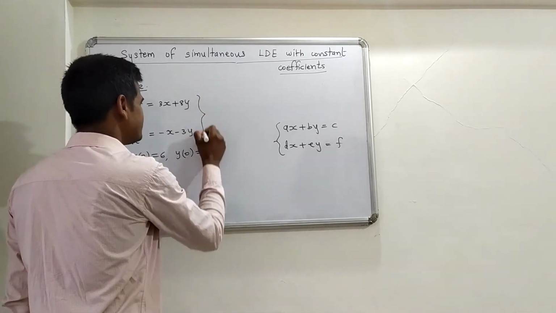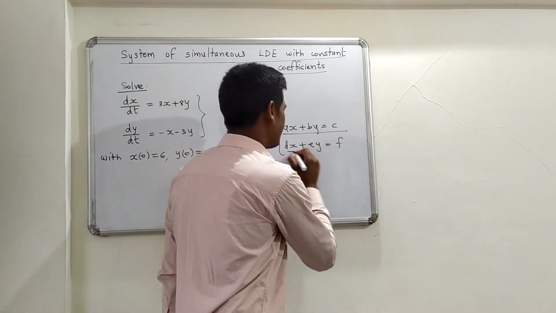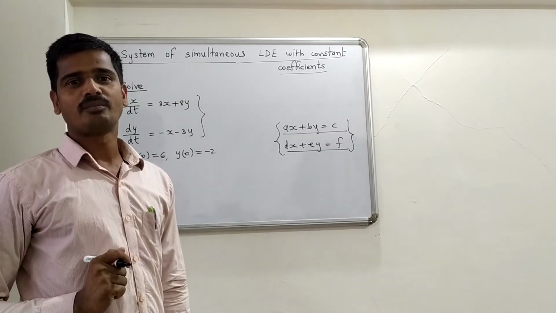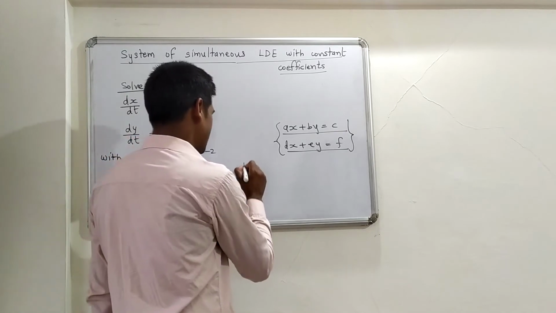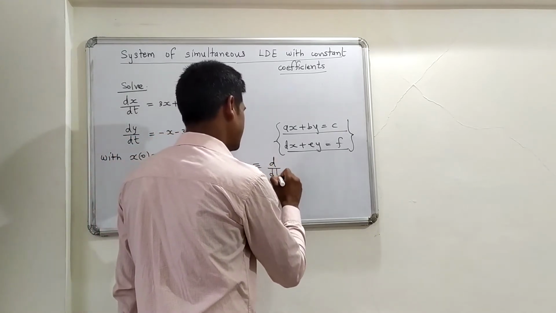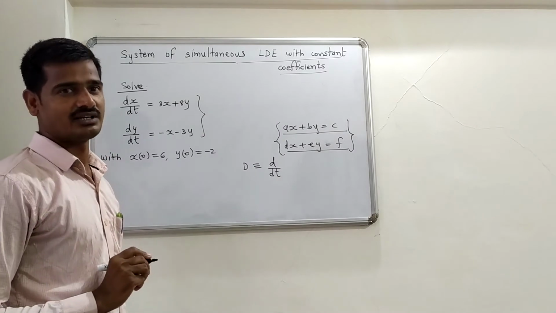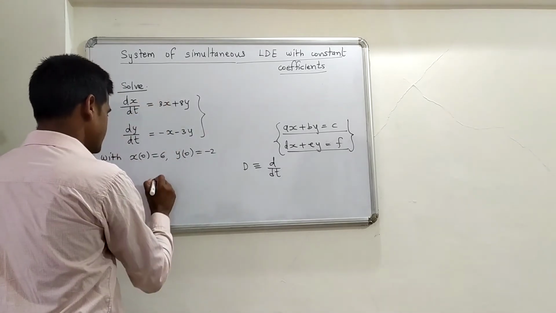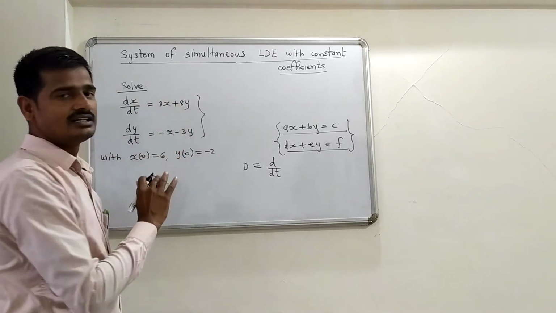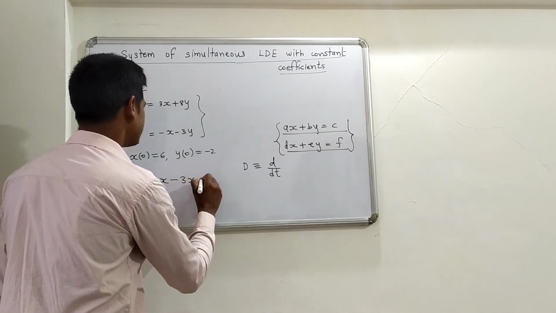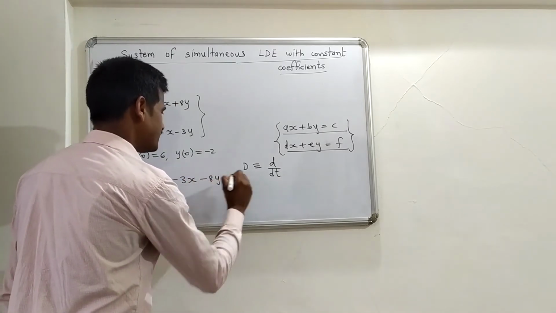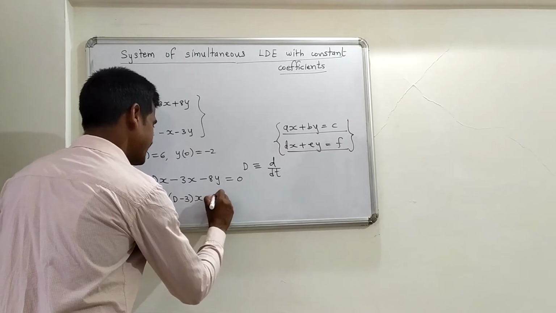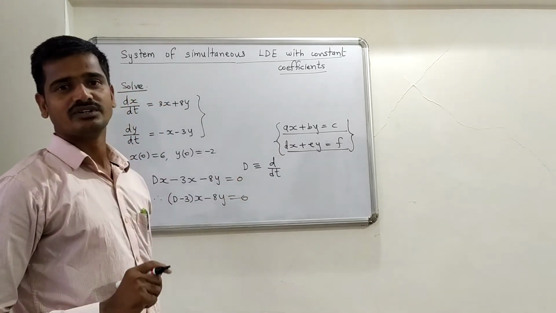Now we will solve this system like we solve a system of linear equations. First of all, I write this system in terms of capital D. So let us denote that capital D is equal to d by dt. Capital D stands for the differential operator. Now I write both these equations in terms of capital D. So it will become dx by dt, then 3x. So this can be written as dx by dt minus 3x minus 8y is equal to 0. Therefore this can be written as (D minus 3) into x minus 8y is equal to 0.